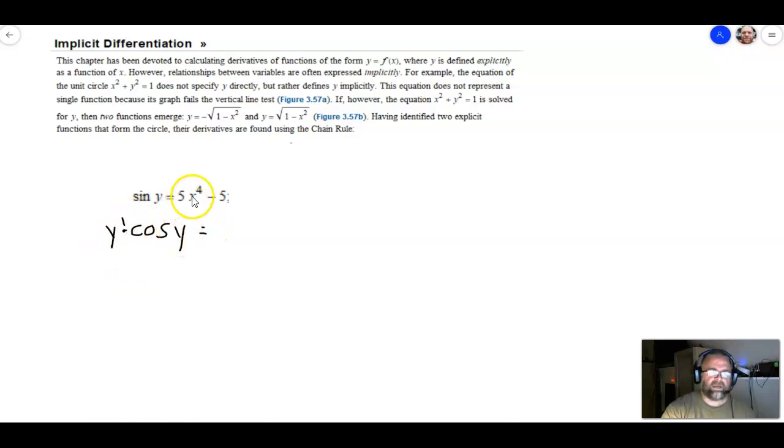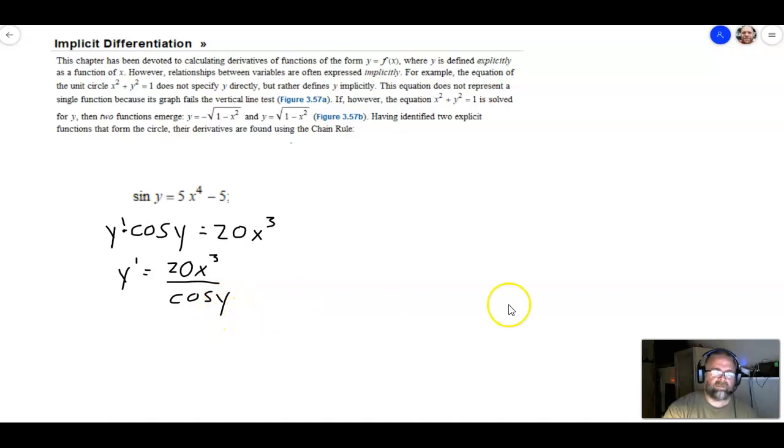and that's going to be equal to, now we're taking something with x in it, so it's just going to be normal using the power rule, so that's going to be 20x cubed, and then we know that the derivative of a constant is just 0, so that goes out. So here is what we're left with. Y prime times cosine of y is equal to 20x cubed, and we want to solve for y prime. So y prime, that's our derivative of y, is equal to 20x cubed all over the cosine of y.